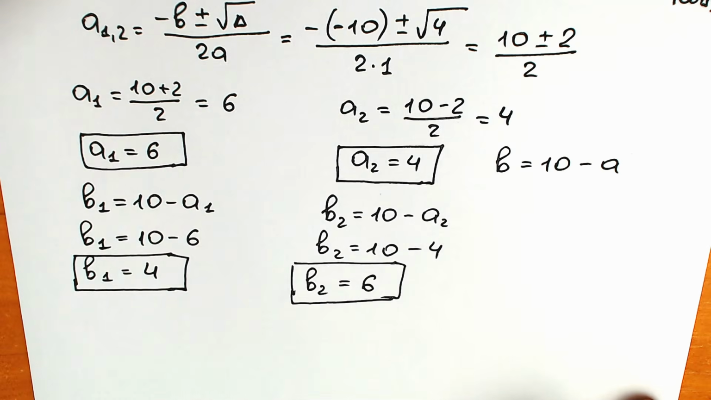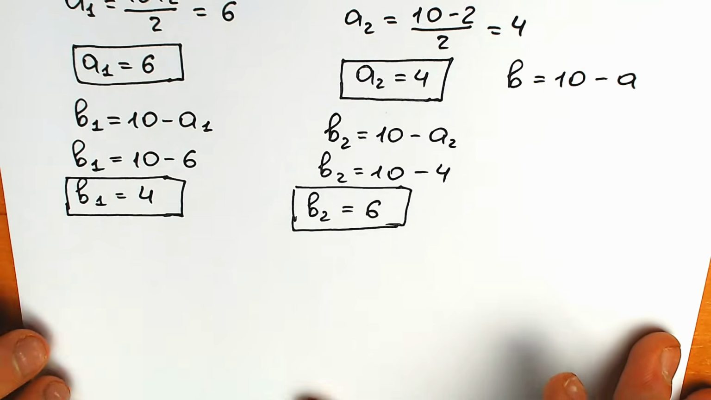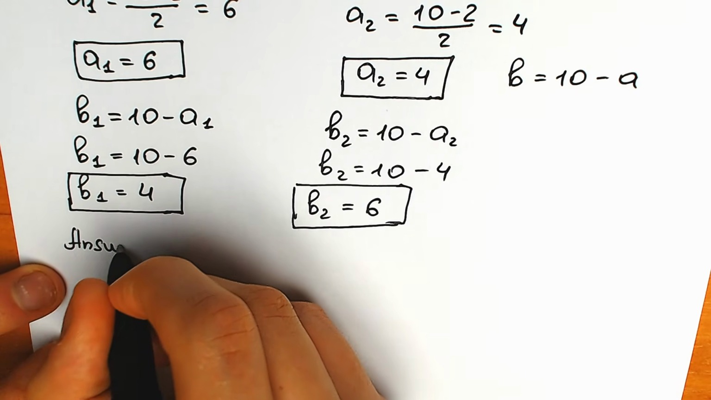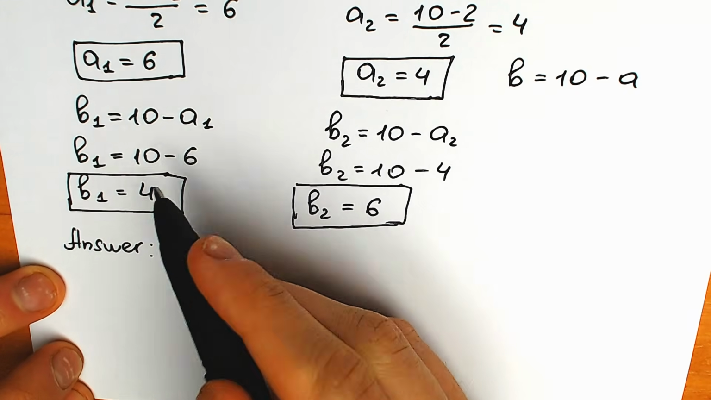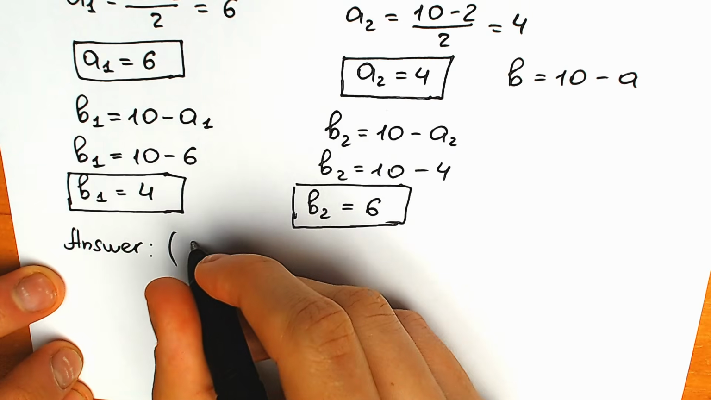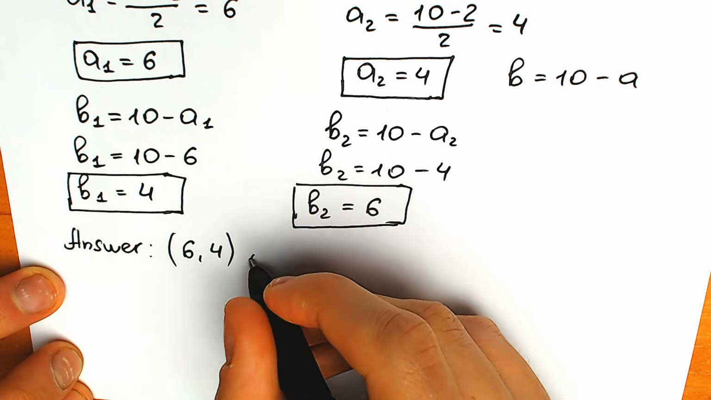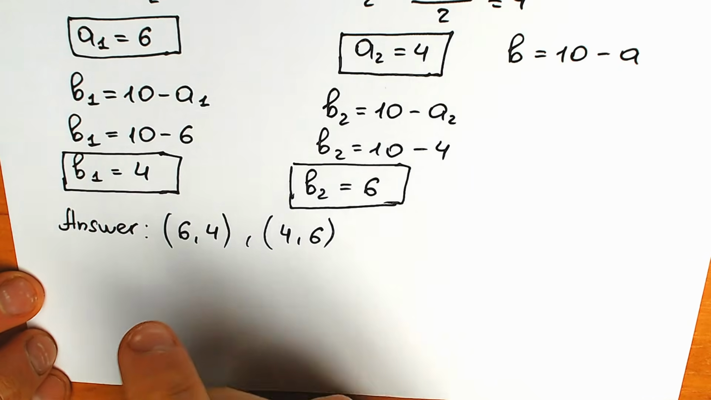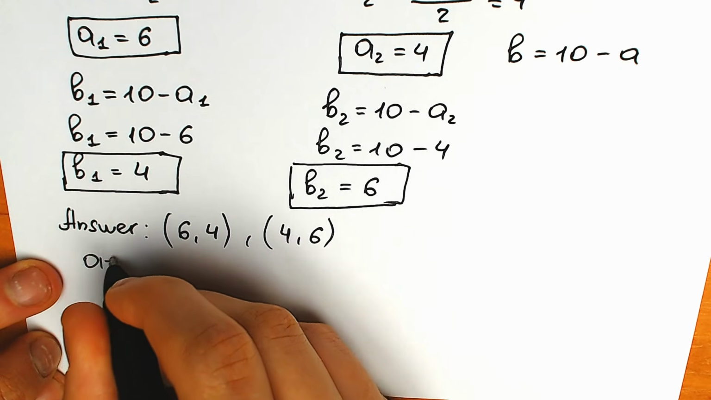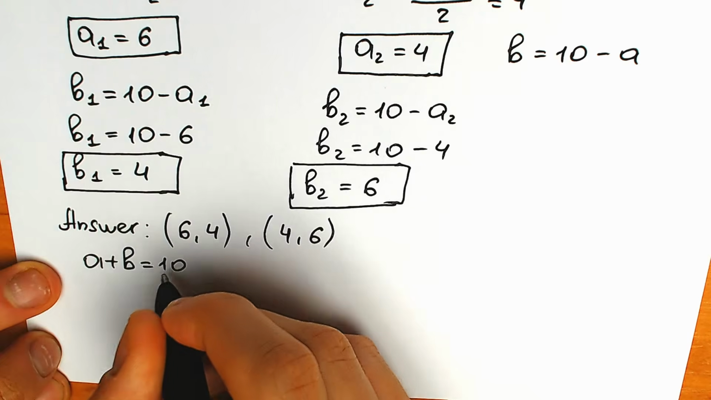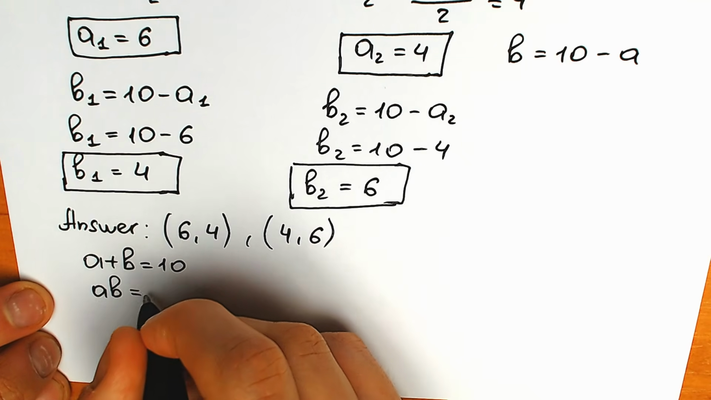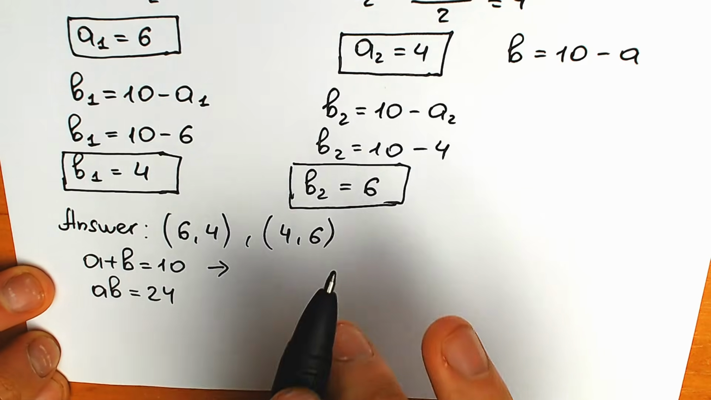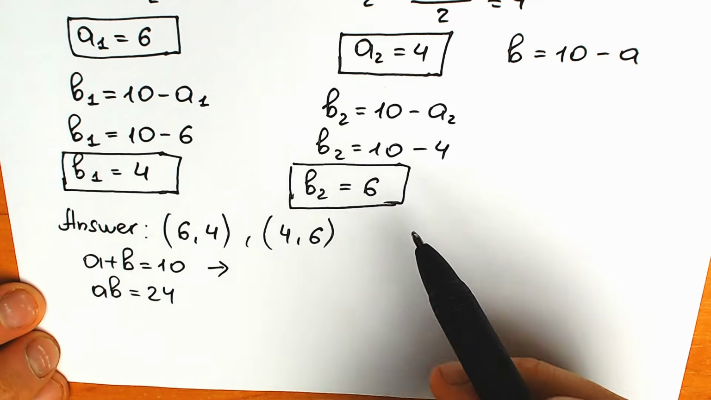So let's write it as the final answer, and then we will check our roots. Our answer to this question is the first pair 6 and 4, and the second pair 4 and 6. Right now let's check our roots real quick. We have a plus b equal to 10 and ab equal to 24. I really hope you see that addition works perfectly. And one really interesting moment: we don't need to check both of these pairs.